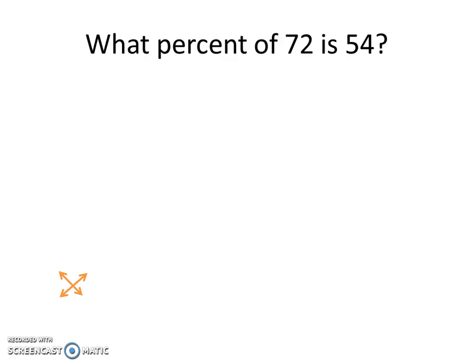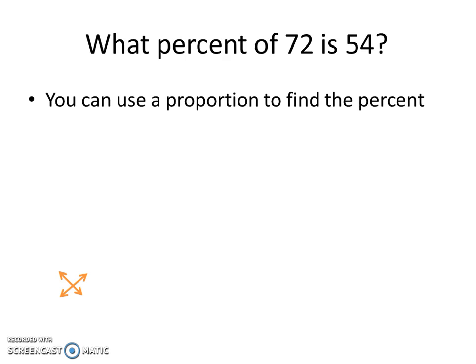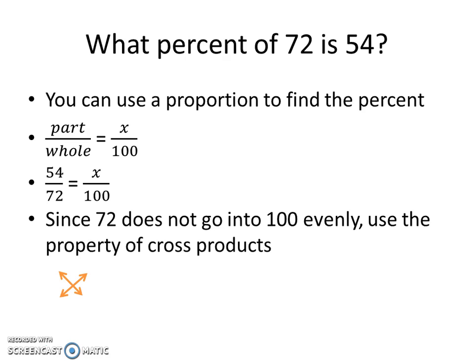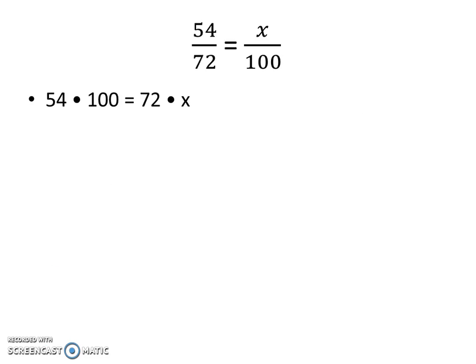Now let's look at a different example. It says, what percent of 72 is 54? We're going to use a proportion to find the percent. So we think part over whole equals x over 100. Then we have to think, is 72 our part or our whole? That's going to be our whole, and 54 is going to be our part. So now we have 54 over 72 equals x over 100. Since 72 doesn't go into 100 evenly, we can use the property of cross products to multiply. So we can do 54 times 100 equals 72 times x.